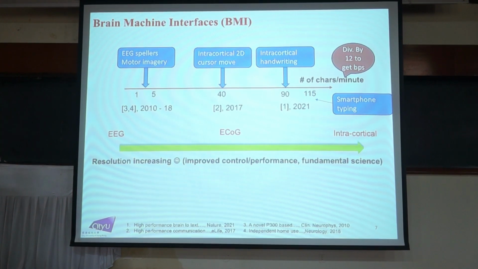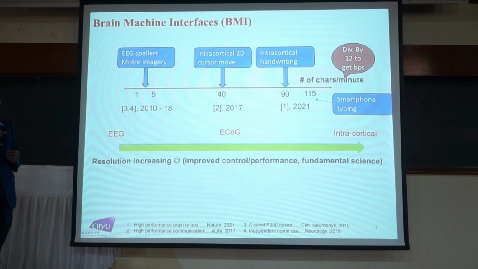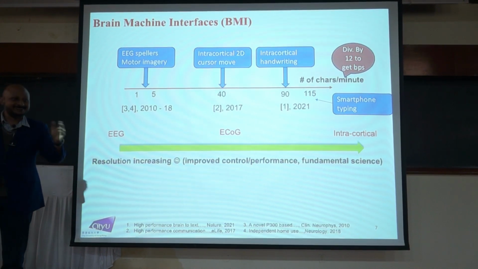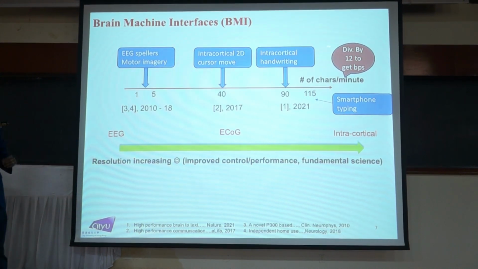The very recent systems, I'll talk about this a little bit more, have pushed this up to about 90 characters per minute. If you're thinking, how does that compare with how you type? When you are typing on your smartphone, smartphone typing is about 115 characters per minute. Just to put it in context, since Ernst did this talk, I decided to put in this blurb.